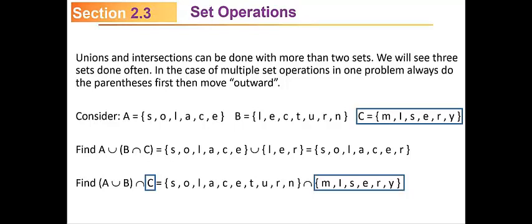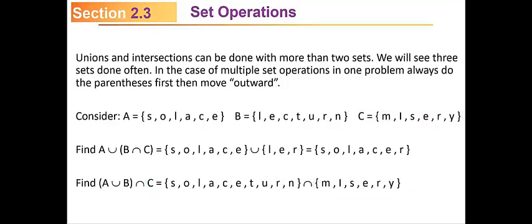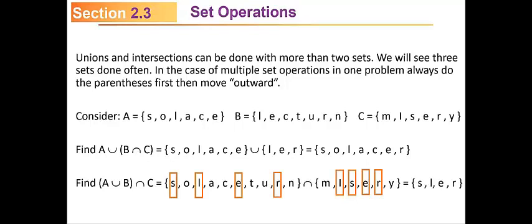And now I'm doing intersection. Intersection means overlap, which means the elements are in common. If you look through there, both have an S, both have an L, both have an E, both have an R. So the intersection is the set containing S, L, E, and R. And there you go. This is not difficult, but you do need to be careful, and you need to pay attention to the grouping symbols.